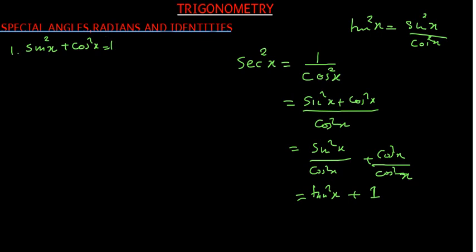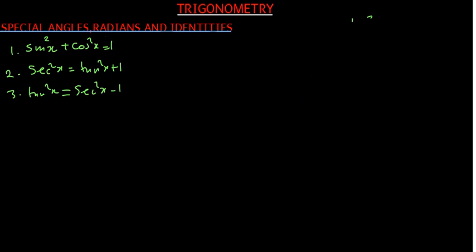So that becomes the second trig identity. Sec squared x is equal to tan squared x plus 1. So if we are talking about tan squared x, then this 1 is going to go over the other side and become negative. So then that is going to be equal to sec squared x minus 1. Alright, so that is what we get to understand. Let's talk about cosec also.